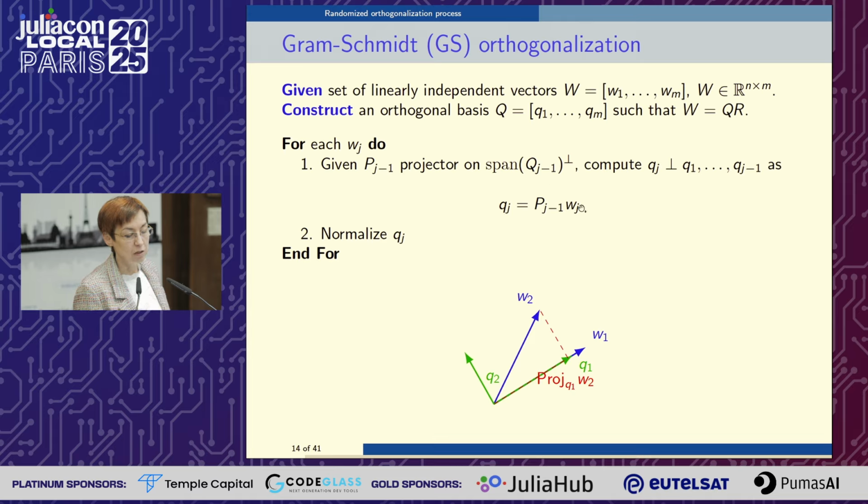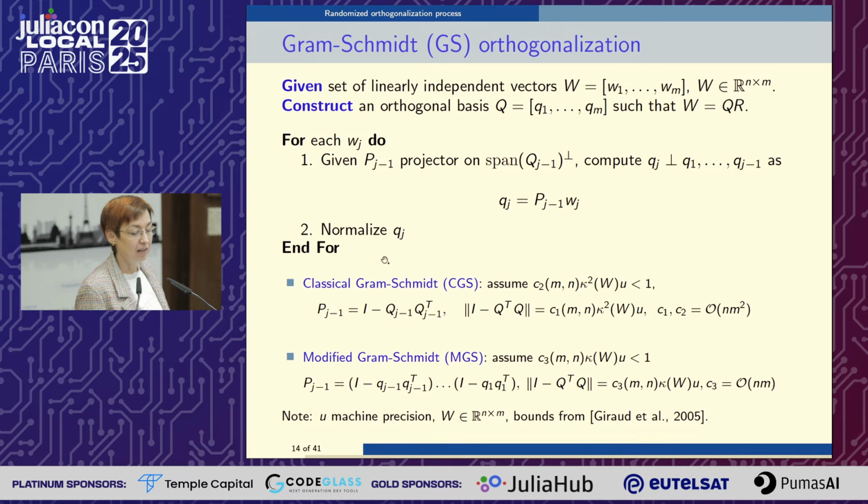And so we apply this projector to the vector Wj, we obtain a new vector Qj, and we normalize Qj. And there are two algorithms which are very often used. The first one is classical Gram-Schmidt, and the second one is modified Gram-Schmidt. Classical Gram-Schmidt is known to be more efficient in terms of runtime because the projector which is used is identity minus Qj minus 1, Qj minus 1 transpose.